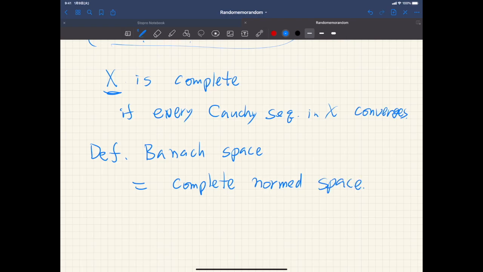So it's a complete normed space. So Banach space means it is a vector space and it has a norm and it is complete.